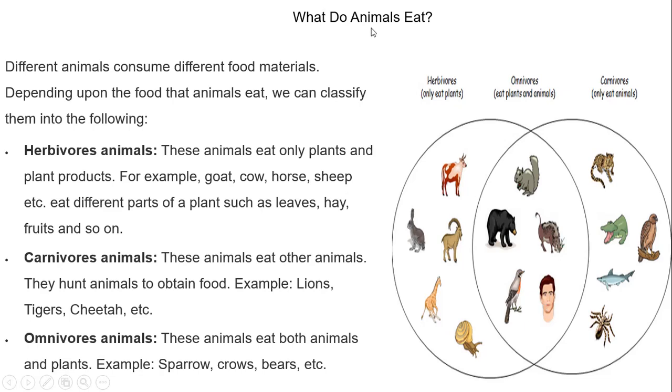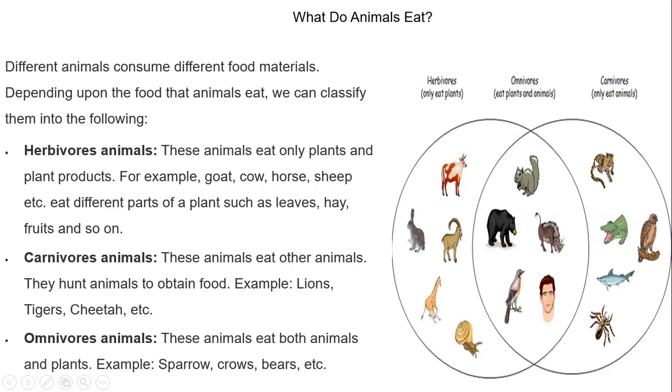Now what do the animals eat? There are 3 different types of animal: herbivore, carnivore and omnivore. Herbivores are the animals that generally eat plants or plant products like leaves, fruits, hay and so on. A few examples are goat, cow, horse, sheep, etc.